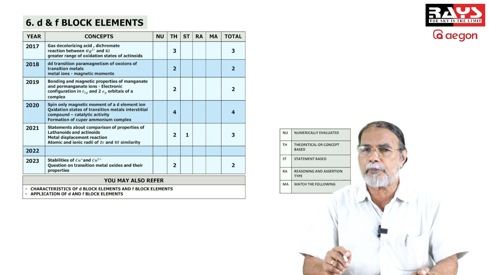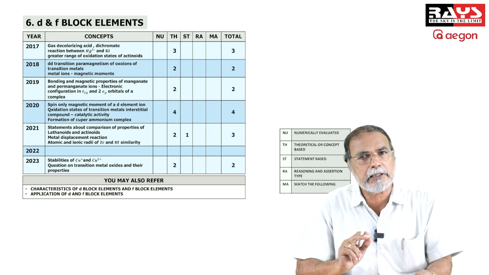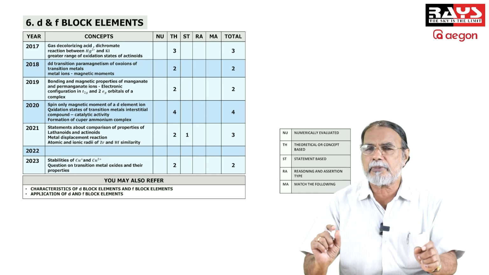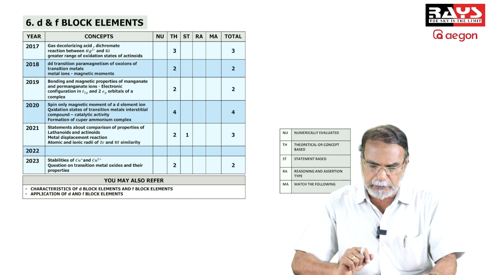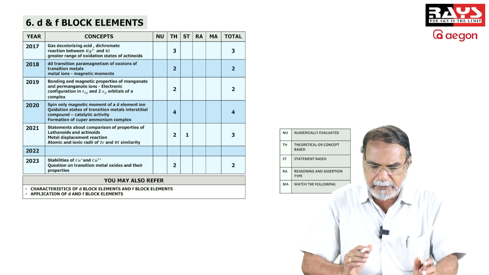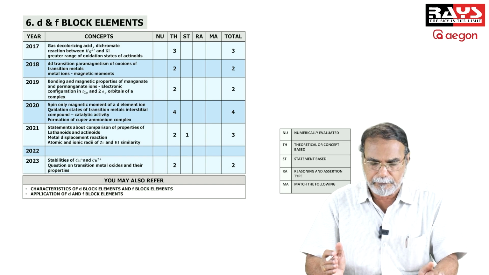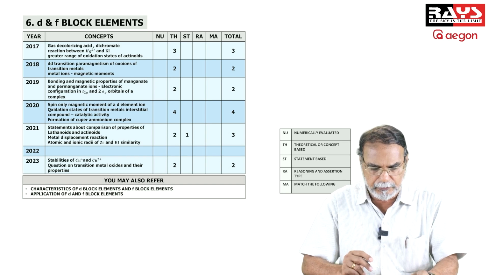And this complex is important in connection with the test for ammonium ions, that is the complex which is Nessler's reagent. The alkaline solution of K2HgI4 is what you call Nessler's reagent. So practical chemistry may also be linked to this particular compound. And there was also a question on the greater range of oxidation states of actinoids. So 3 questions were there in 2017.